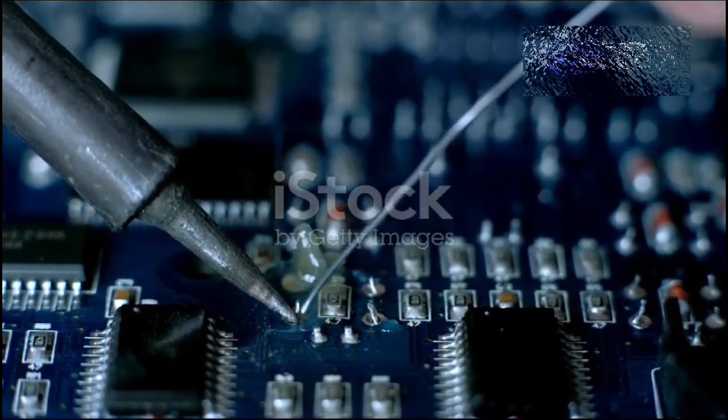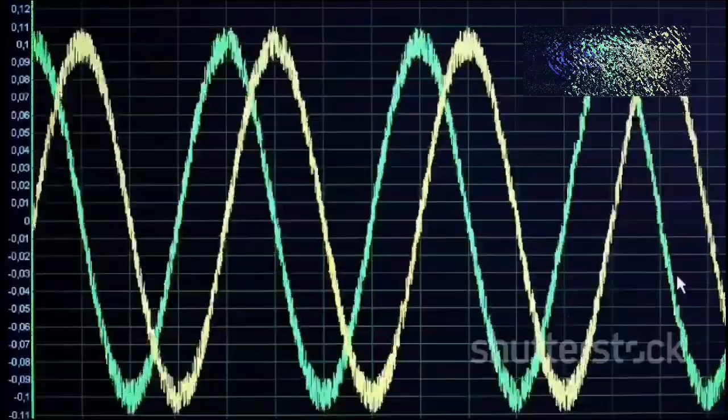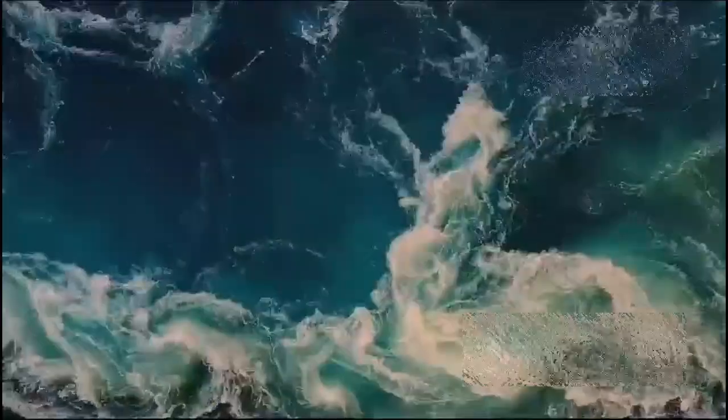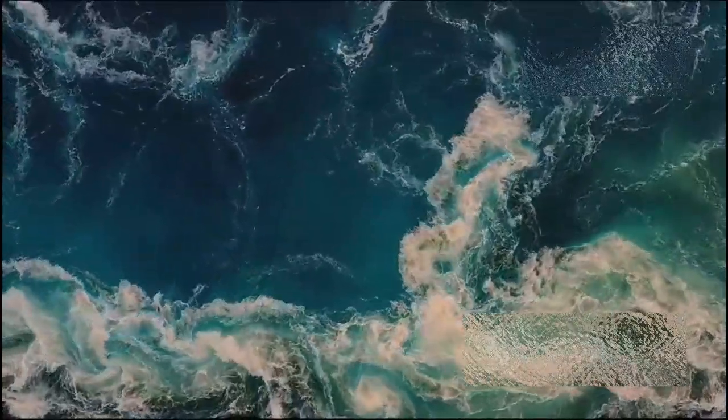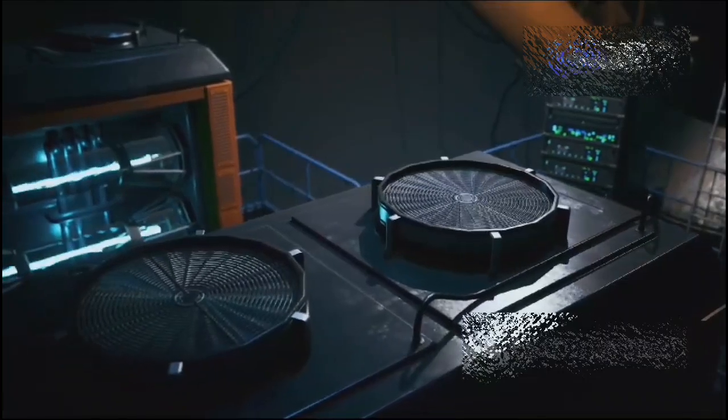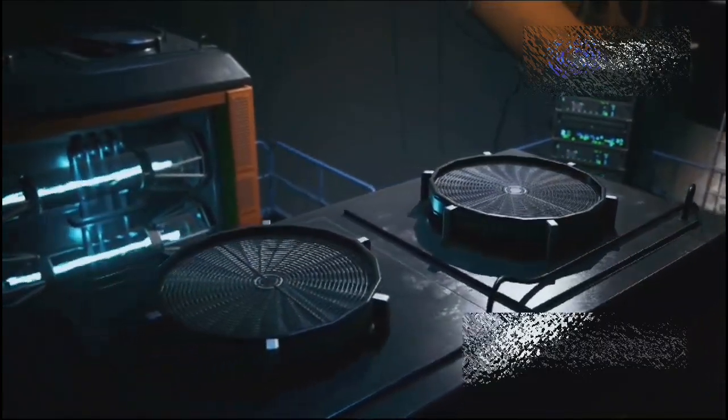AC circuits are like the heartbeats of our electrical world. Instead of a steady flow, the current in an AC circuit changes direction constantly. Think of it like waves in the ocean, constantly ebbing and flowing. This back and forth movement is what makes them different from DC circuits, where the current flows in only one direction.